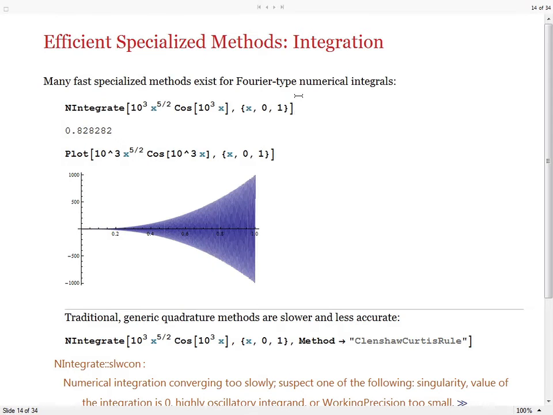A large number of very specialized integration algorithms have been developed for specific classes of Fourier integrals. Only a small number of experts are really familiar with all of these methods, but because Mathematica is able to symbolically recognize the special cases, even non-experts get the full benefit of these highly specialized methods.